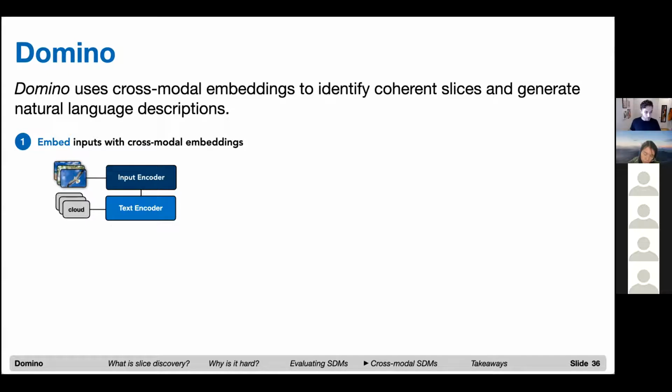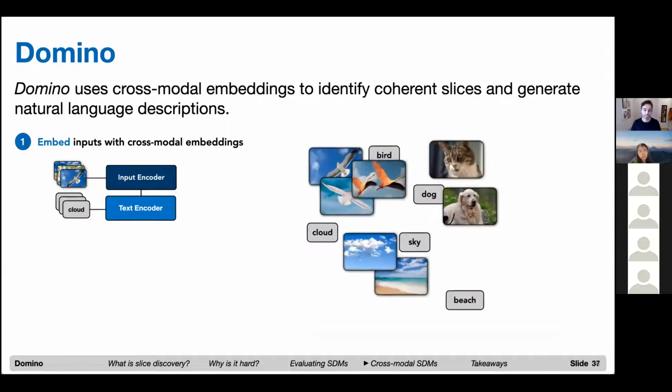Cool. So Domino follows a 3-step procedure that we're going to walk through right now. One thing to note is that the first 2 steps of this 3-step procedure are very similar to the two steps taken in previous works like Spotlight, George, and multi-accuracy that I highlighted earlier. So it's important to note that there's this shared structure across these different slice discovery methods. We begin by embedding all of the inputs with cross-modal embeddings. This basically puts the inputs, in this case images, but it could be other modalities as well, and the text into the same latent representation space.